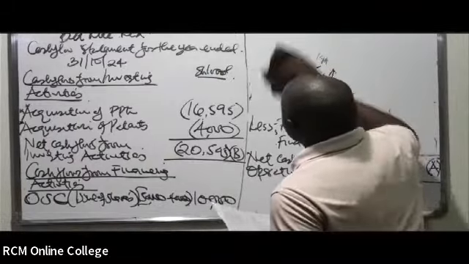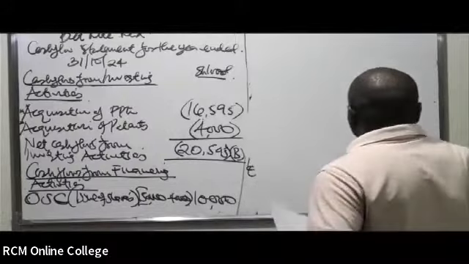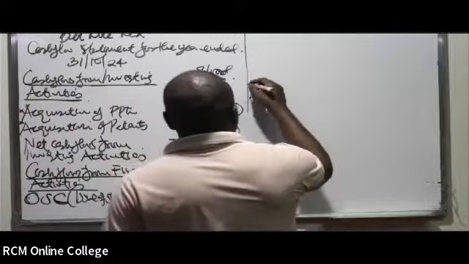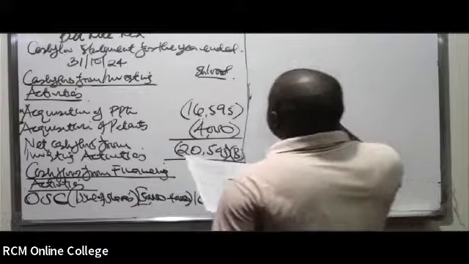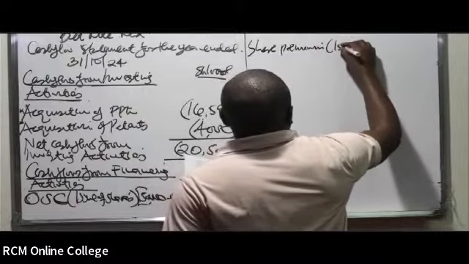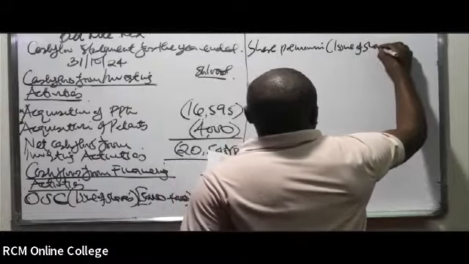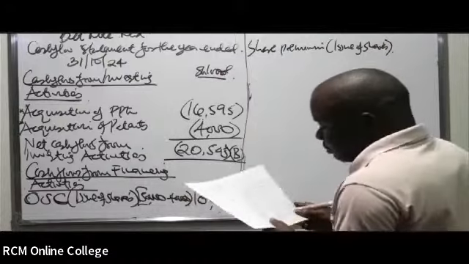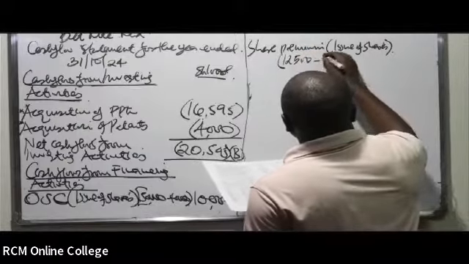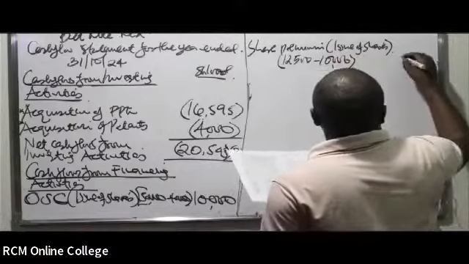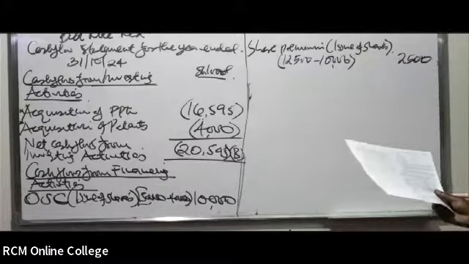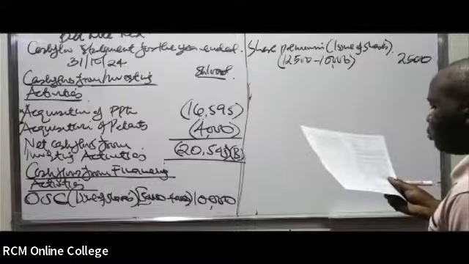Still on the share premium, there's an increase, which is from the same issue of shares. On the share premium, you can see they opened with 10, but they are closing with what? 12,500 minus 10. So they got an extra amount in share premium of 2.5 million.